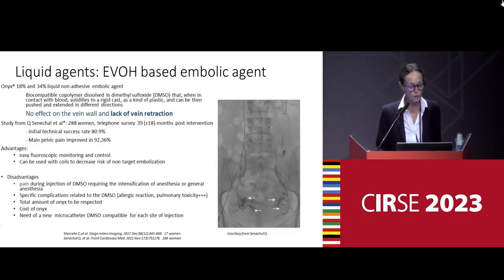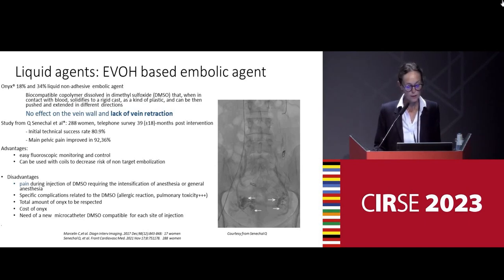We have some recent reports from French colleagues who use EVOH-based embolic agent, Onyx, which is a biocompatible copolymer dissolved in DMSO, and that when in contact with blood solidifies as a rigid cast, as a kind of plastic, and can be pushed and extended in different directions. There is no effect on the vein wall and no vein retraction with Onyx. Clinical and technical success are very high, up to 90%. The advantages are easy fluoroscopic monitoring and control, and it also can be used with coils.